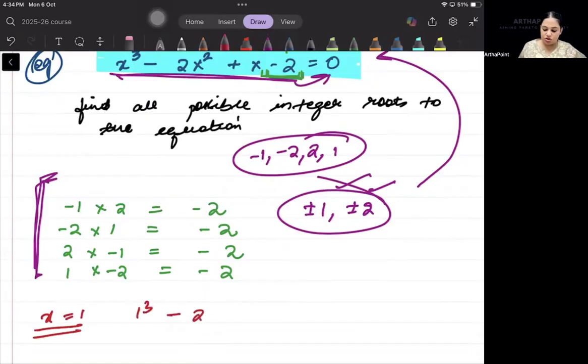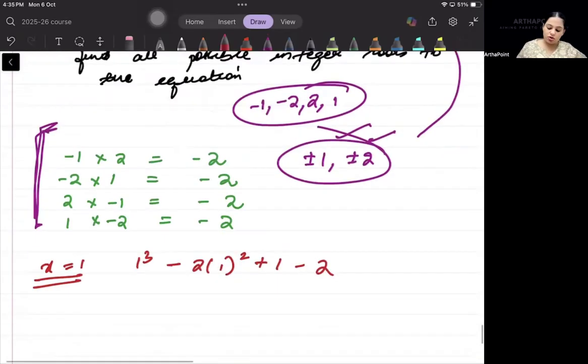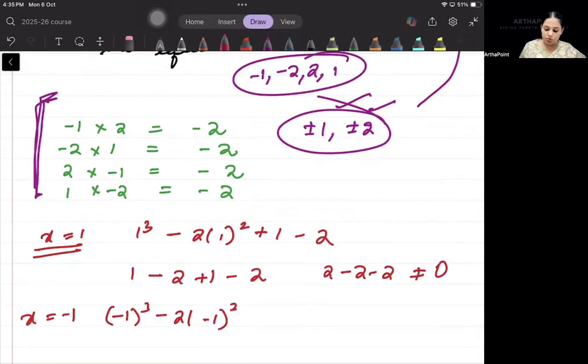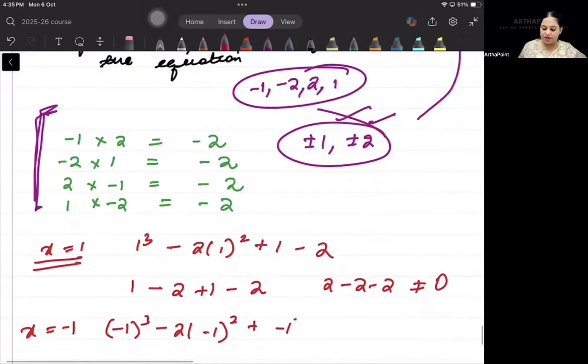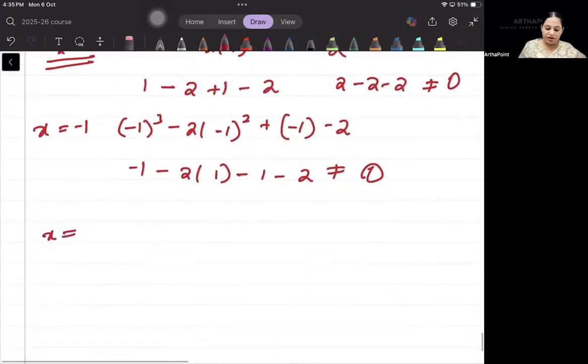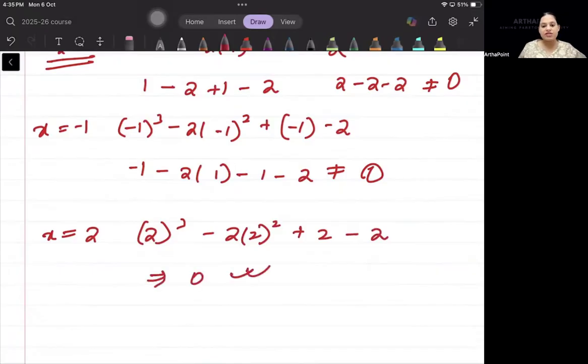So 1 cube minus 2 into 1 square plus 1 minus 2. तो बेटा 1 minus 2 plus 1 minus 2, 2 minus 2 minus 2, this is not equal to 0. ठीक है, now let's put x as -1. So I'll get -1 cube minus 2 into -1 square plus -1 minus 2. तो हो जाएगा -1 minus 2 into 1 -1 minus 2. That means this is also not equal to 0. फिर हम ट्राई करेंगे बेटा x equal to 2. 2 cube minus 2 into 2 square plus 2 minus 2. This is giving me 0.